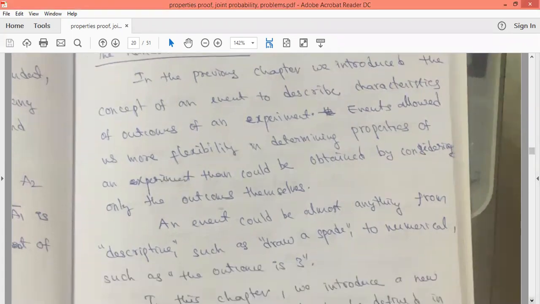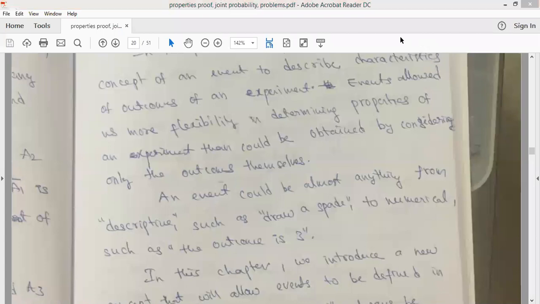Either we can use the descriptive method to describe the event, or we can use the numerical method. For example, if you are using the descriptive method, the event will be defined like this: draw a spade, draw an even number, draw an odd number. If you are using the numerical method, then we check like this: what is the possibility of getting the outcome 3, or of getting the values 1, 3, 5. So we describe the event with numbers.